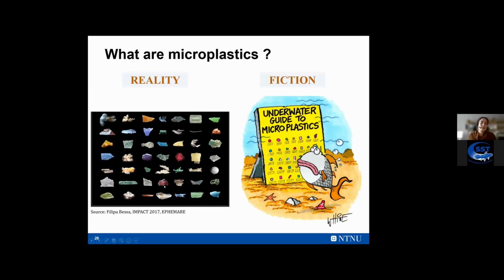So here you can see, this is a picture from a photo contest that we've done in 2017. And one researcher just took a picture of different microplastic particles, and you can see that they all differ in shape, colors, size also, and all of them will have different properties. So all the properties that one particle has will have an impact on the toxicity.